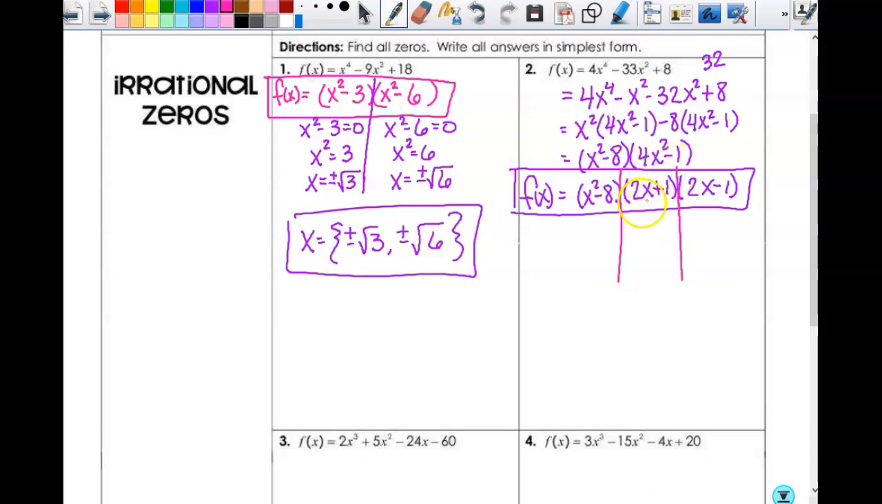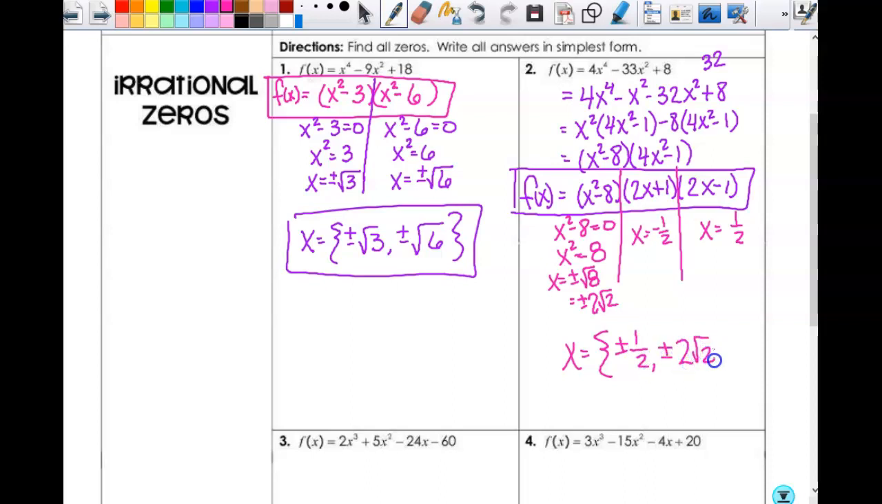Now we've been finding these zeros without having to show all that work for a long time, so I know that this means that I get x equals -1/2. This means that I get x equals 1/2. Then here, since x squared minus 8 equals 0, then x squared equals 8. So x equals plus or minus the square root of 8, which simplifies down into plus or minus 2 square root of 2. So my x's are plus or minus 1/2 and plus or minus 2 square root of 2.